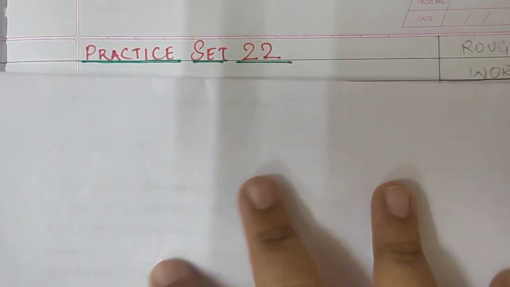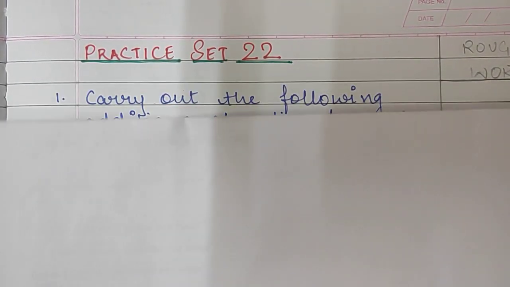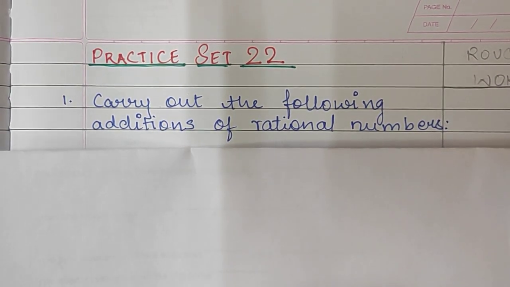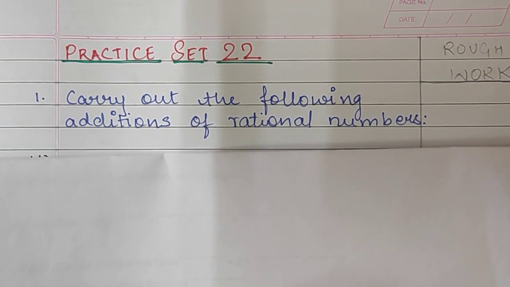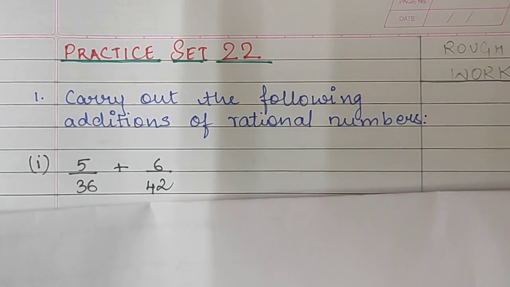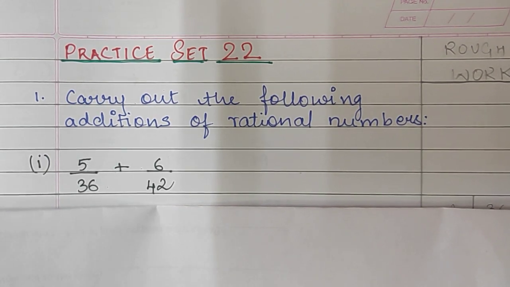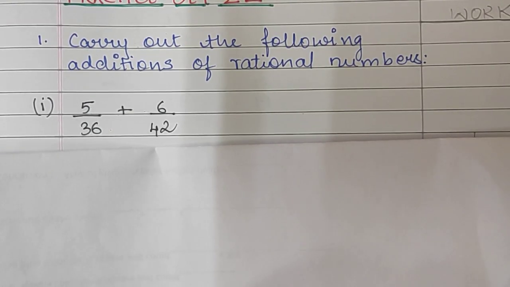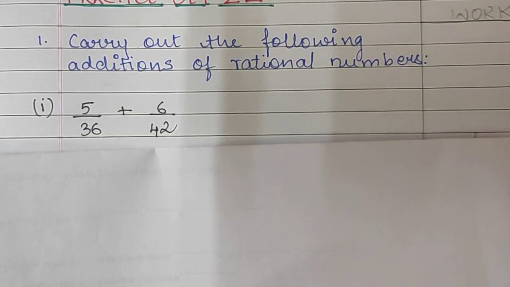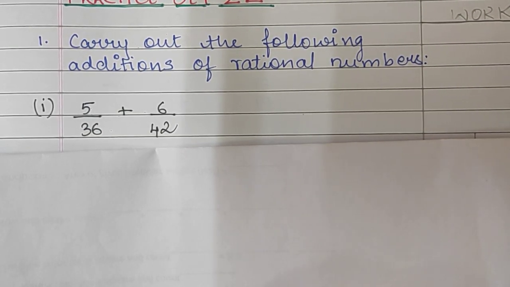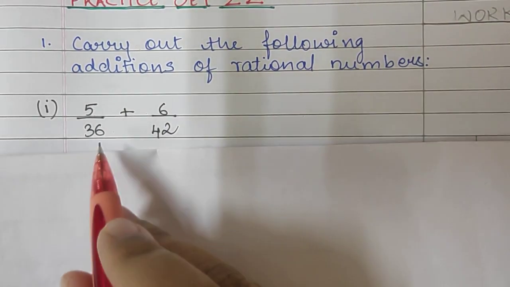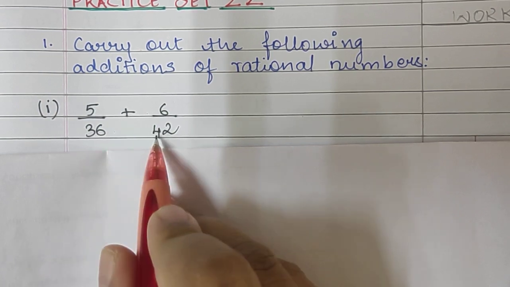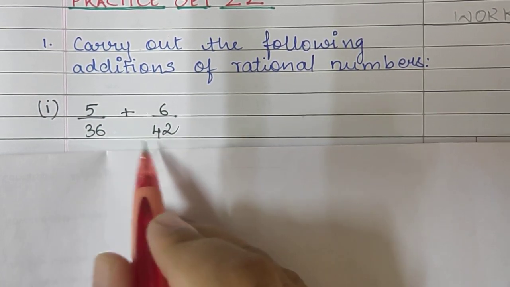Let's begin operations on rational numbers and practice set 22. Our first question reads, carry out the following additions of rational numbers. That means we have to add the rational numbers. The first question is 5 upon 36 plus 6 upon 42. Now in this sum, what we have to do is find the LCM of the denominators and equalize the denominator.